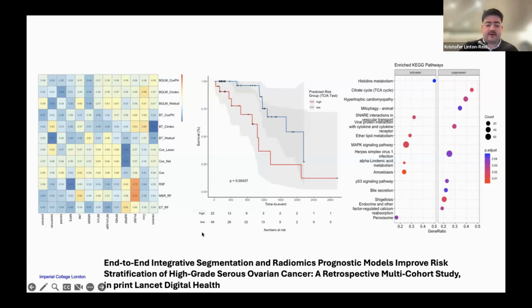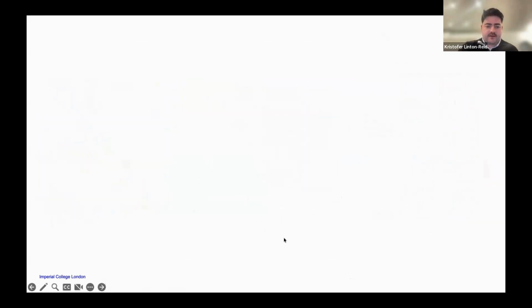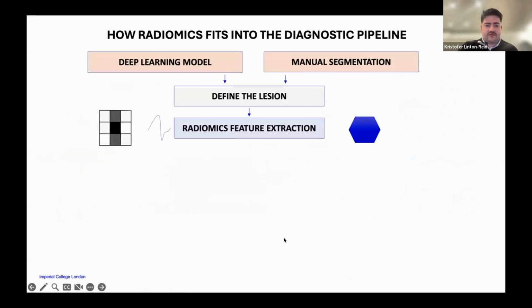It's in print and will be coming out within the next week or two in Lancet Digital Health. So with that said, over to Jen to talk more about our work on ultrasounds and adnexal masses.